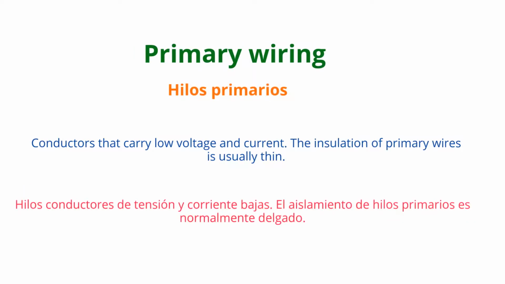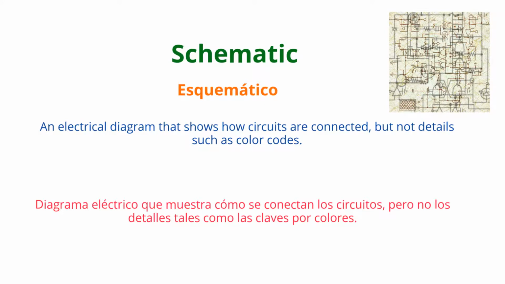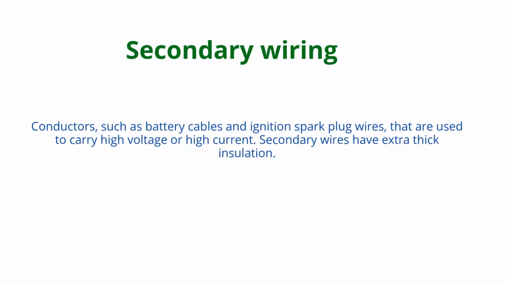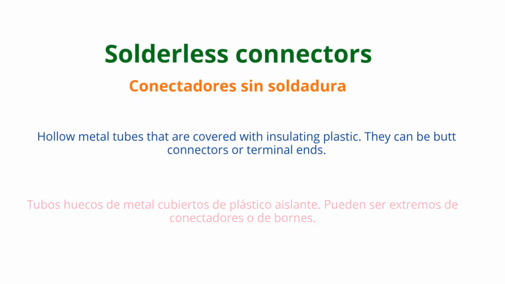Primary wiring. Conductors that carry low voltage and current. The insulation of primary wires is usually thin. Schematic. A schematic is an electrical diagram that shows how circuits are connected, but not details such as color codes. Secondary wiring. Conductors, such as battery cables and ignition spark plug wires, that are used to carry high voltage or high current.